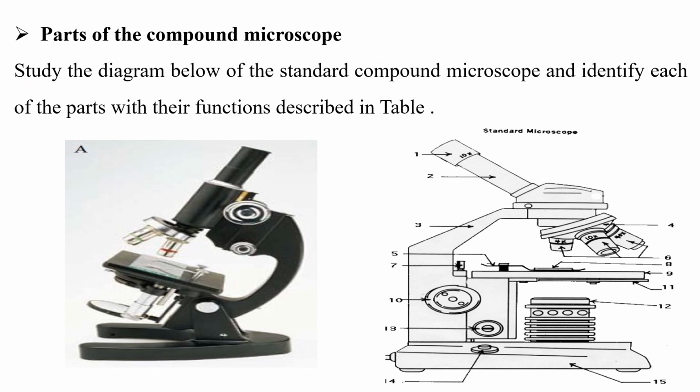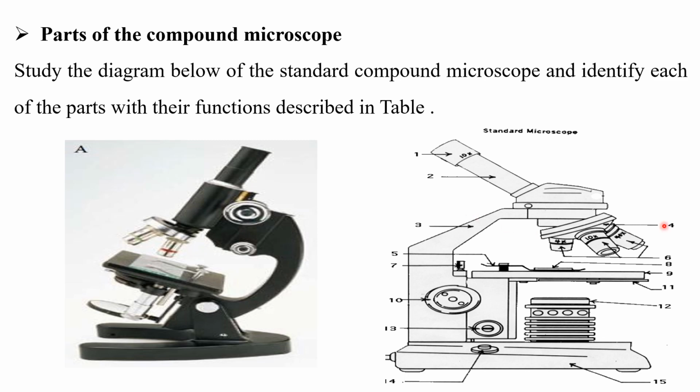And also, let me show the parts of compound microscopes. These compound microscopes have different parts. It's very important for you to know all these parts of the microscope. Number one, part one of the compound or light microscope, is the eyepiece. Number two is the body tube. Number three is the arm.